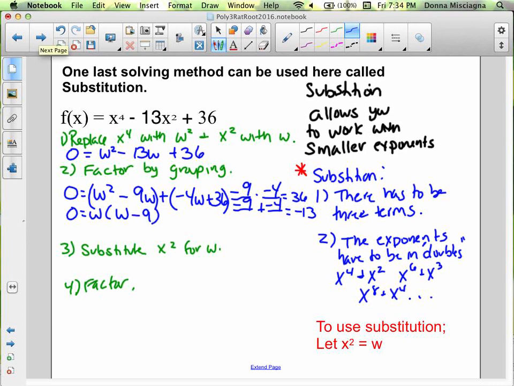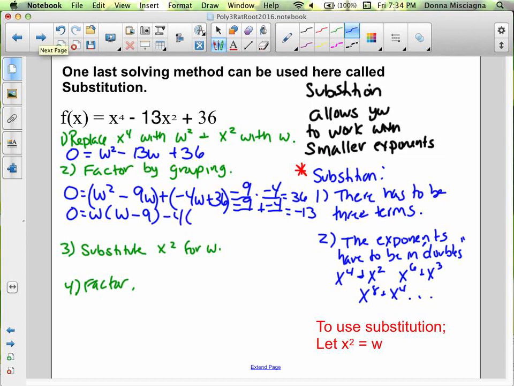So now for negative 4w and 36, they're both divisible by negative 4. Right? We definitely want negative 4, because we were going to want the second binomial to be positive minus a negative. You're positive and then a minus. All right, so we'll factor out the negative 4.